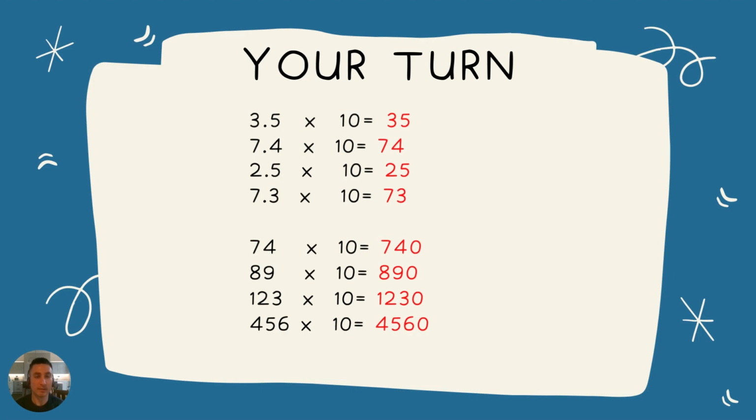And for the next set of questions, 74 times 10 is 740. And you've got the 0 in that ones column. 89 times 10 is 890. 123 times 10 is 1,230. And 456 times 10 is 4,560.